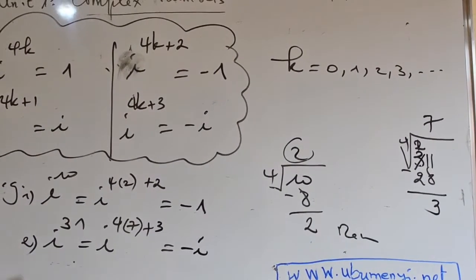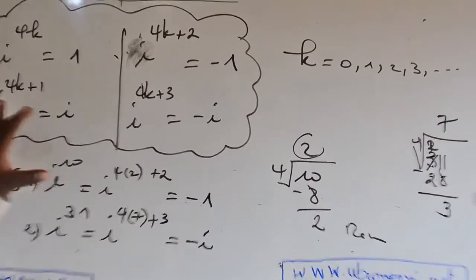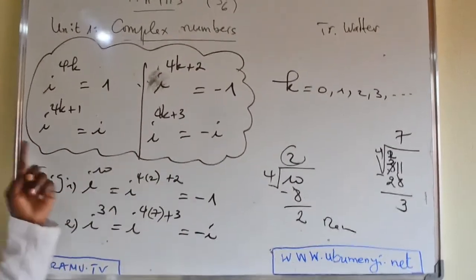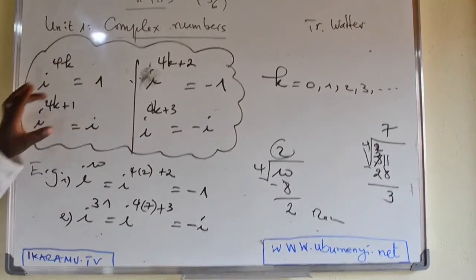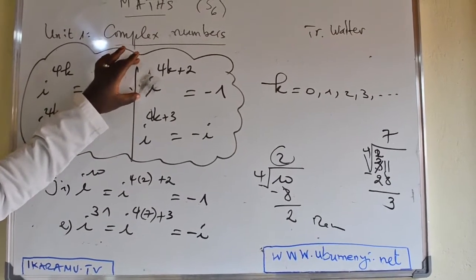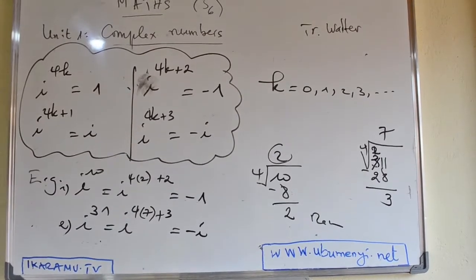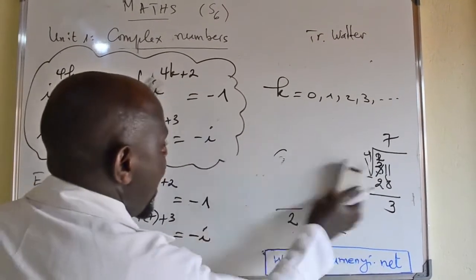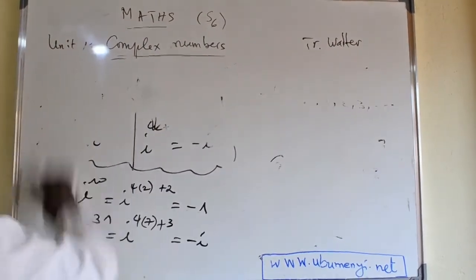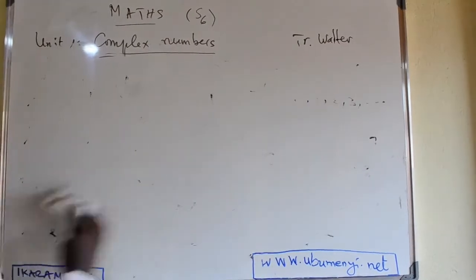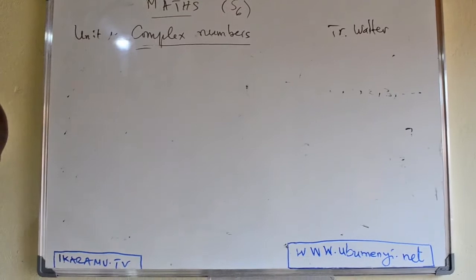So whenever they give you an exercise to do with this, they tell you to simplify. You have first of all to divide by 4, and then you get the remainder. If the remainder is 0, you have the first case. If the remainder is 1, you have i. If the remainder is 2, we have -1. If the remainder is 3, we have -i. So we can have here a lot of exercises that you try at home, which will help you to know whether you have understood how to simplify the powers of i.